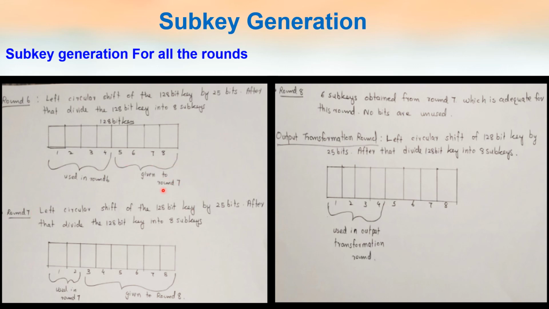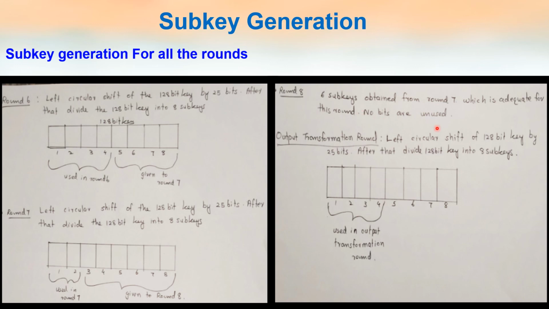So round 7 will be getting 4 subkeys, and 2 more are required. So again, left circular shift of the 128-bit key by 25 bits, then it will be divided into 8 subkeys. The first 2 subkeys are taken, then 4 plus 2 gives 6 subkeys. The remaining 6 subkeys are unused here, and will be given to round 8. So round 8 is similar to round 4. It has obtained 6 subkeys from round 7, which is adequate and used in this round.